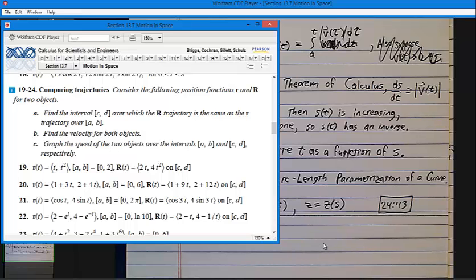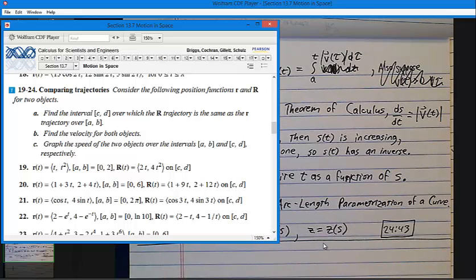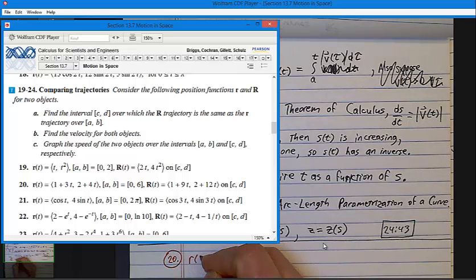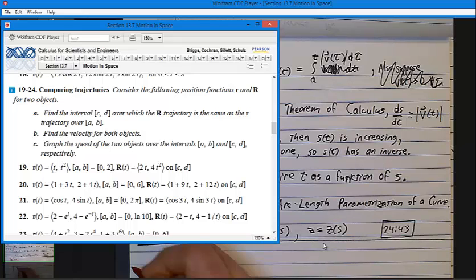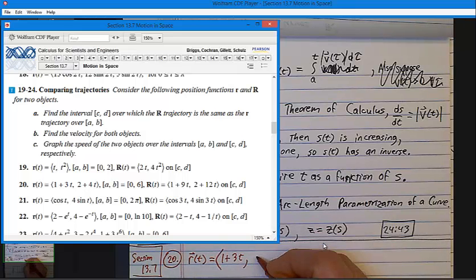So let's see if we can do this, number 20. I guess my first thing I'm going to do is just write it down. So I have little r of t. And again, I should probably also write down that this is section 13.7. Little r of t is equal to 1 plus 3t is the x coordinate, and then 2 plus 4t. All right, so this is in 2 space.